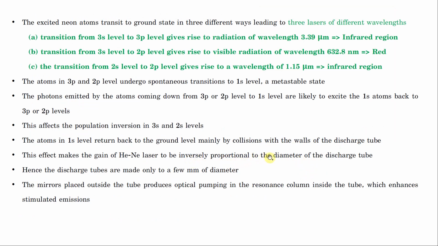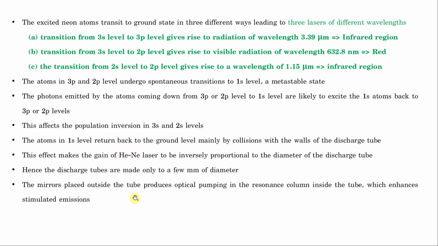So one important point to be noticed is that suppose you have a larger diameter of the discharge tube, then the gain of the helium neon laser will be less. The output of the helium neon laser will be less. Or we can say that the gain of the output of the helium neon laser is inversely proportional to the diameter of the discharge tube. So because of that reason, discharge tubes are usually made of smaller size, having a few millimeters of diameter, so that we get maximum output from the helium neon laser.